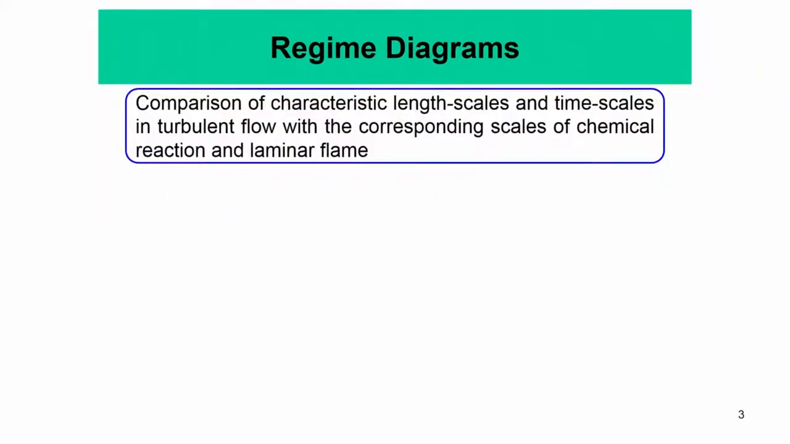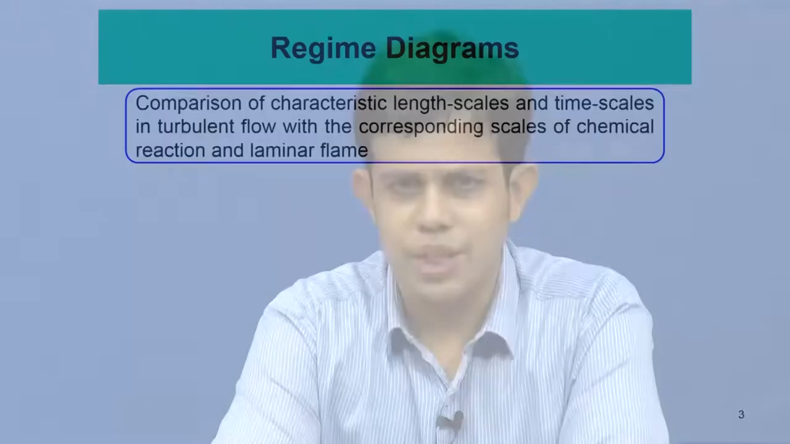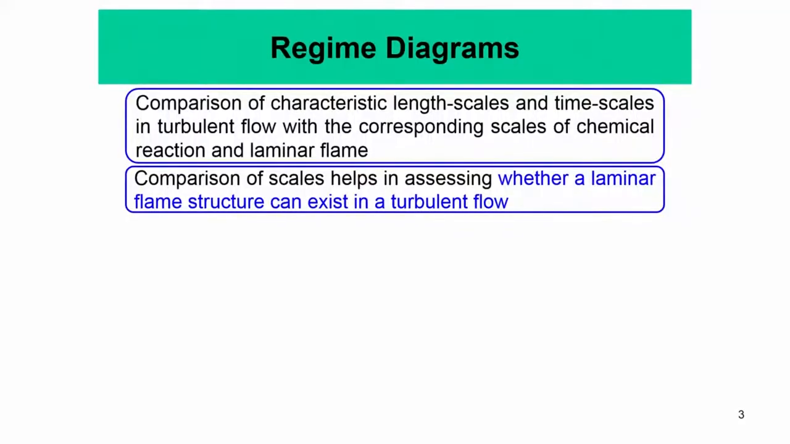Okay. So now, to understand how turbulence interacts with the flame, we need to basically compare the characteristic length and time scales in a turbulent flow with the corresponding scales of chemical reaction and laminar flame. Okay, so that is important, and we need to consider length and time scales of the turbulent flow and compare them with the corresponding length and time scales of the flame, and then we find out where turbulence will win, where the flame will win, and where both can compete with each other. Okay, so the comparison of the scales helps in assessing whether laminar flame structure can exist in turbulent flow. So that is one very important question.